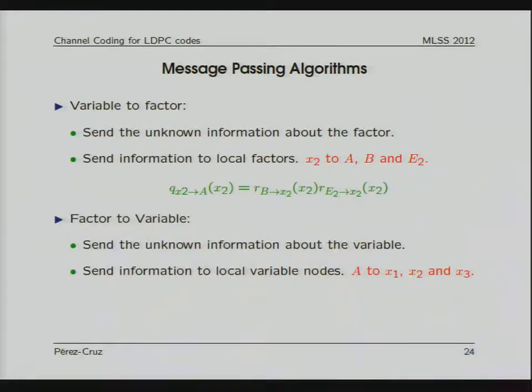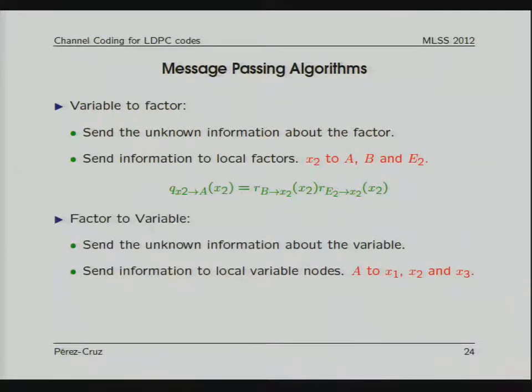Okay? So we call the message from the variables to the factors all the information that x2 knows about itself that the factor doesn't know already. So x2 sends the information that it got from B to A, and it sends the information that it got from E2 to A. But we don't multiply by the information that A already has about us. So we don't multiply by R of A to x2.